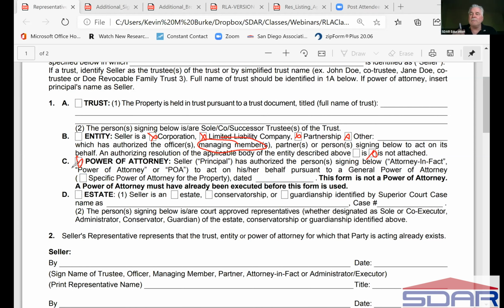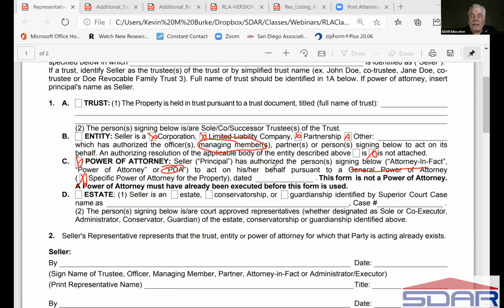This is just a document that references the fact that this person is signing on behalf of that power of attorney that they have. You should probably have a copy of that in your file. Okay, here's my POA to act on their behalf. That's a general power of attorney. If you are doing a real estate related matter, then the title company is going to require a specific power of attorney.